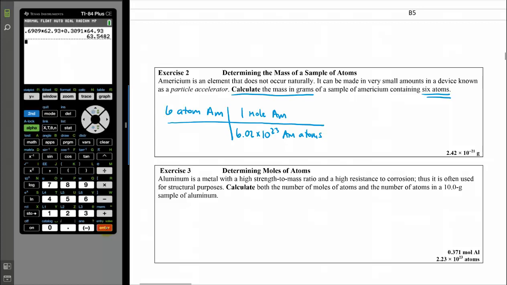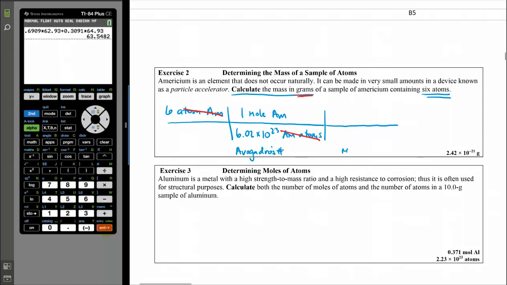Now, if I stopped here, atoms would cancel out, and I'd be left with moles. But the question doesn't want moles. The question wants grams. So we need to go one step further. I'm just going to hang it off the end of this problem and go one step further. I need a way to get from moles to grams. And again, that's going to be our molar mass step. So in this first step, we used Avogadro's number.